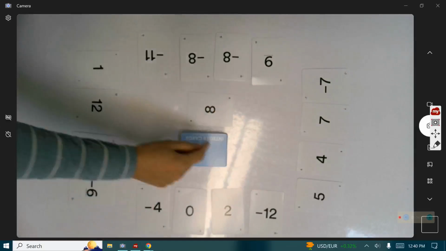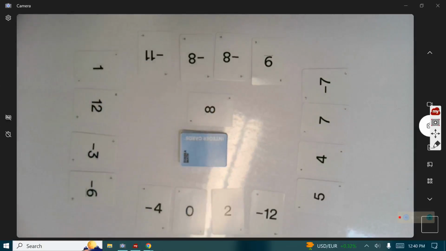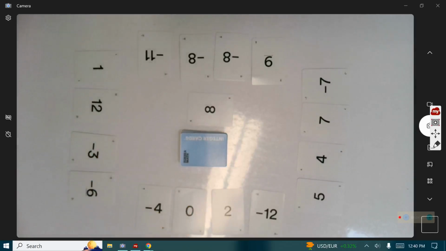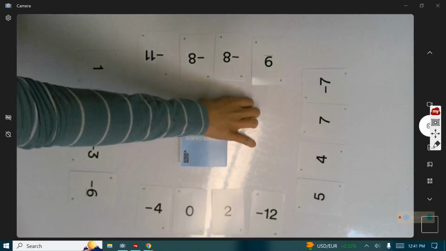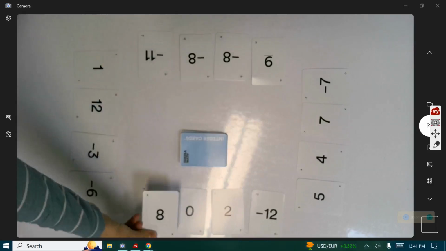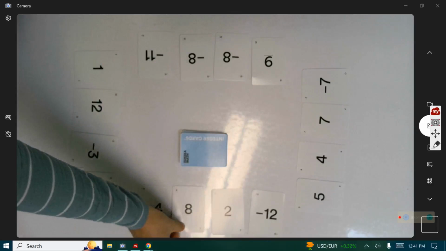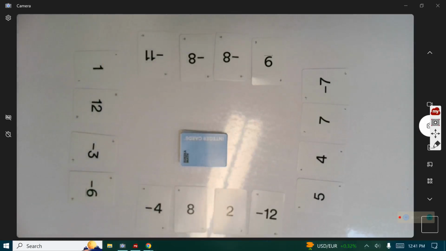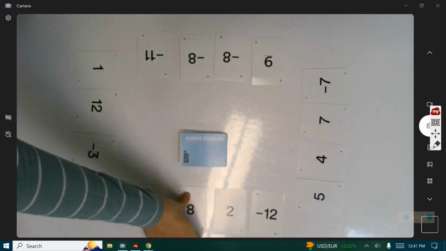Now it's this player's turn. So right now they have a negative 4 and a negative 12, which makes negative 16, plus 2 is negative 14. So this player might be thinking that they need to increase their score. Now we can swap out the 8 with the 0. This would give them 10 and negative 16 for a score of negative 6.